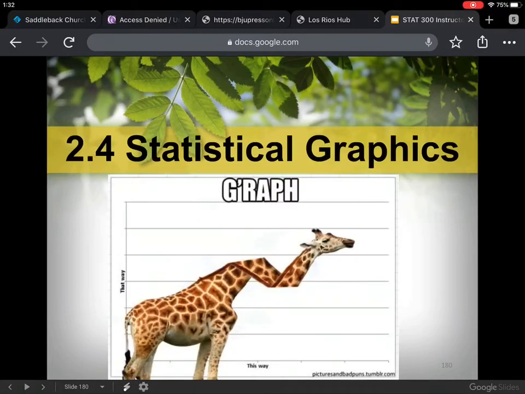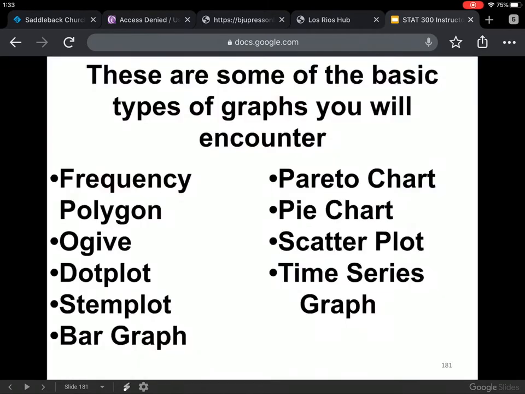Okay, in this section, let's talk about statistical graphics, different ways that people represent information in a graphical way. Here's our list that we're going to actually cover. We're going to take a look at frequency polygons. In the next slide, ogive. So that sounds like a dance move there, ogive. Dot plots, stem plots, bar graphs, Pareto chart, pie chart, scatter plot, time series graph. So we're going to take a look at each one of these really quickly.